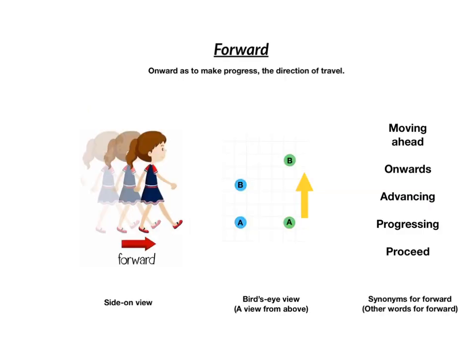Something you should all be very familiar with is the movement forward. Forward is defined as onward, as to make progress, and is also the direction of travel. We are moving forward. If we look at a side-on view, we can see that the girl is moving forward. In the middle, we have a bird's eye view of 2 dots. The blue dot is moving from A to B. The green dot is moving from A to B. We can see that the blue dot moves forward 3 spaces. We can see that the green dot moves forward 5 spaces.